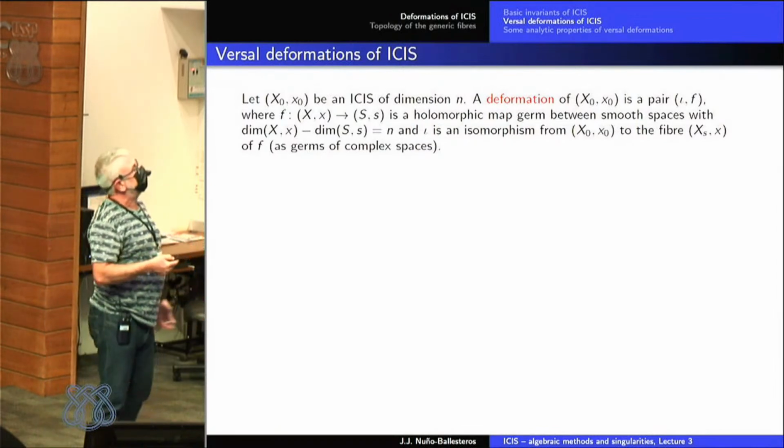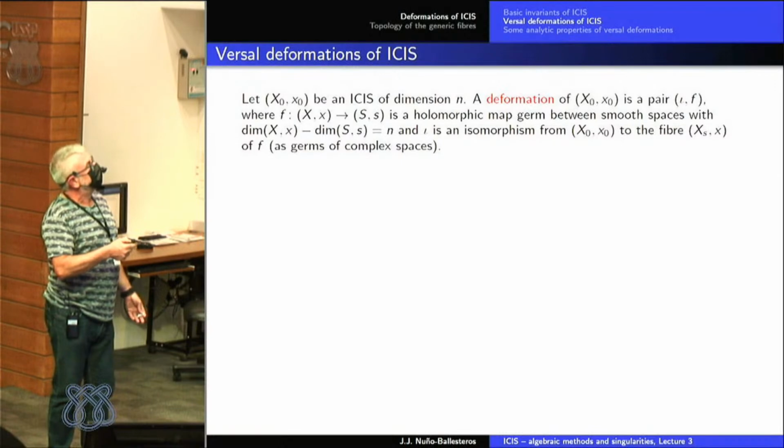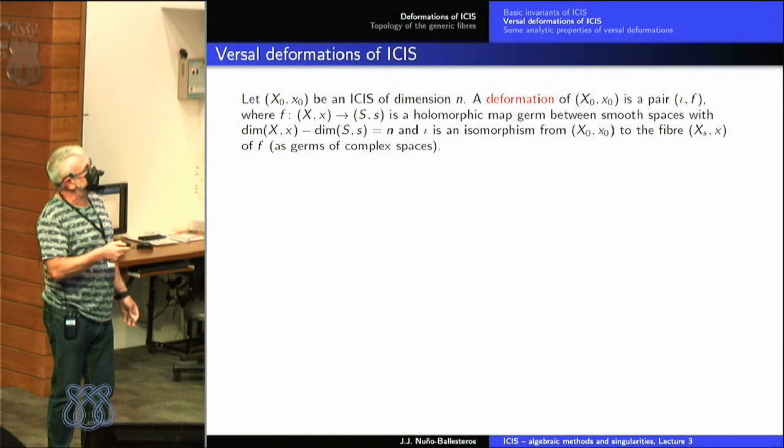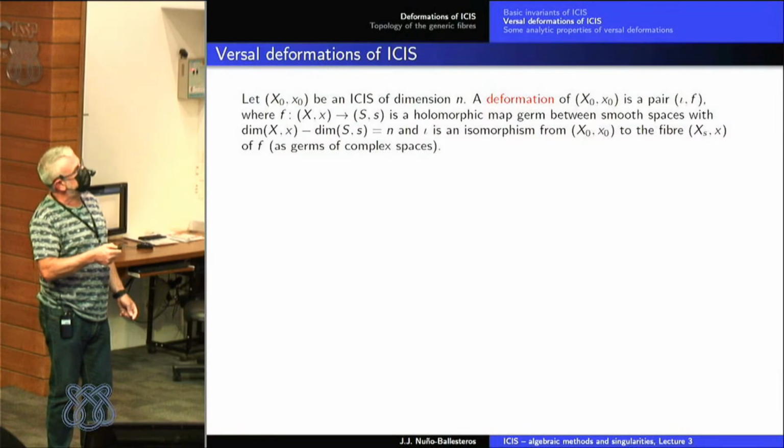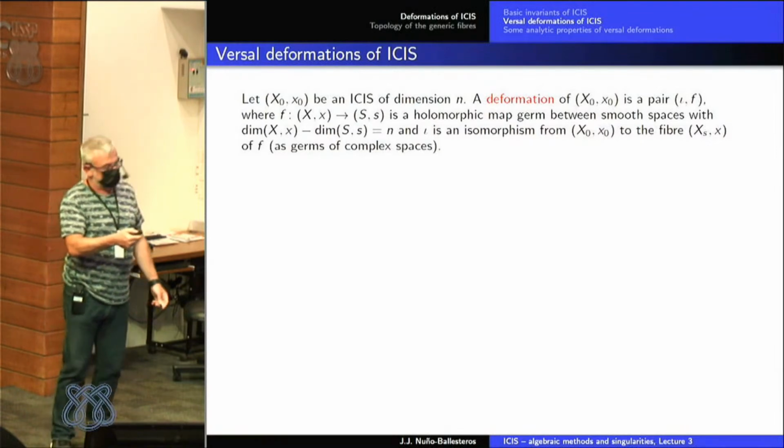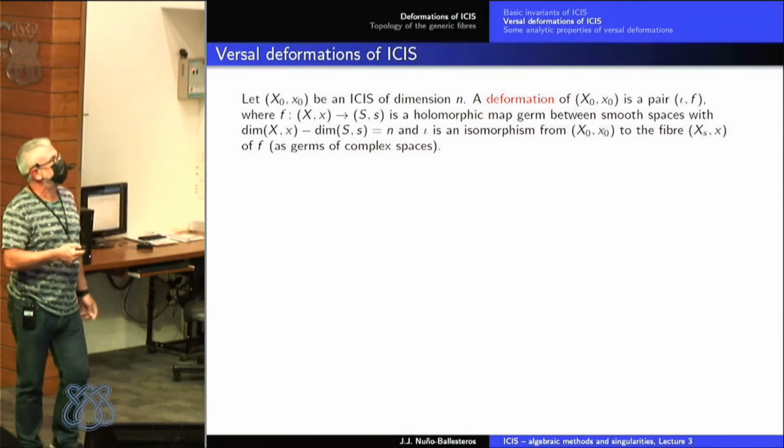So by definition, a deformation of an ICIS X₀ at a point x₀ is a pair (ι, f), where f is a holomorphic mapping between smooth spaces X and S, such that the difference of the dimensions is the dimension of the ICIS, n, and ι is an isomorphism from X₀ to the fiber of the mapping. The isomorphism has to be understood as an isomorphism of germs of complex spaces, so the corresponding local rings are isomorphic.